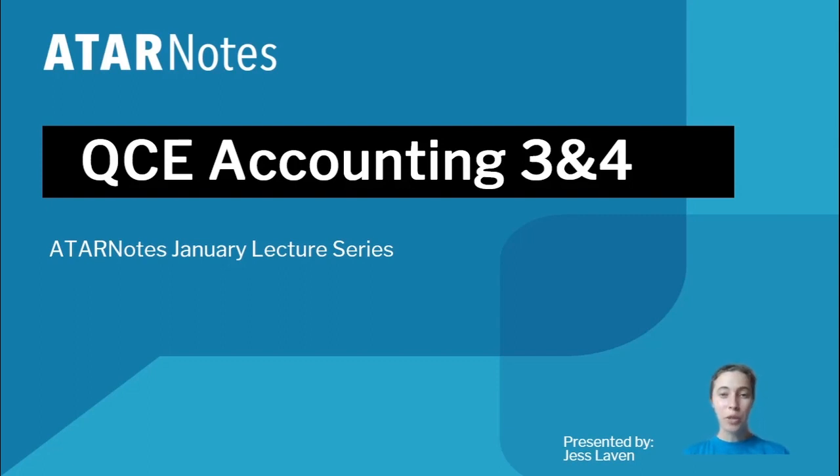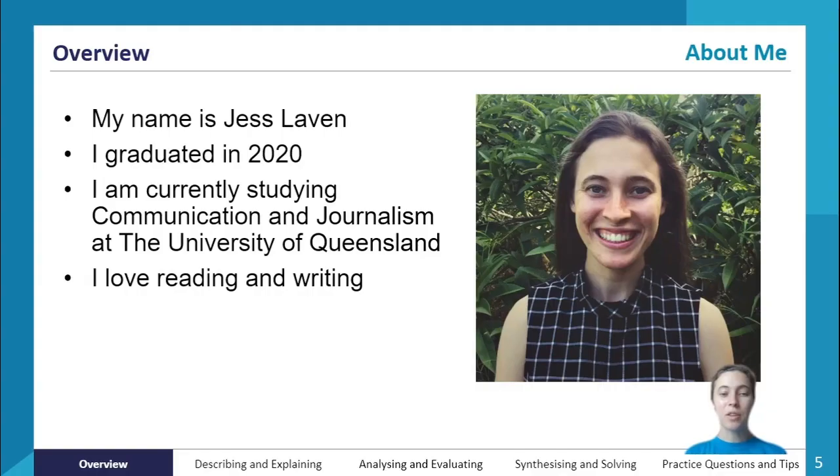So without further ado, let's get stuck into it. So my name is Jess, as I mentioned. I graduated in 2020 and I'm currently studying communication and journalism at the University of Queensland. I've just finished my third year of that, and 2024 will be my final year. I love reading and writing, so English and humanities subjects like accounting, business, and legal studies were my favourites at school.